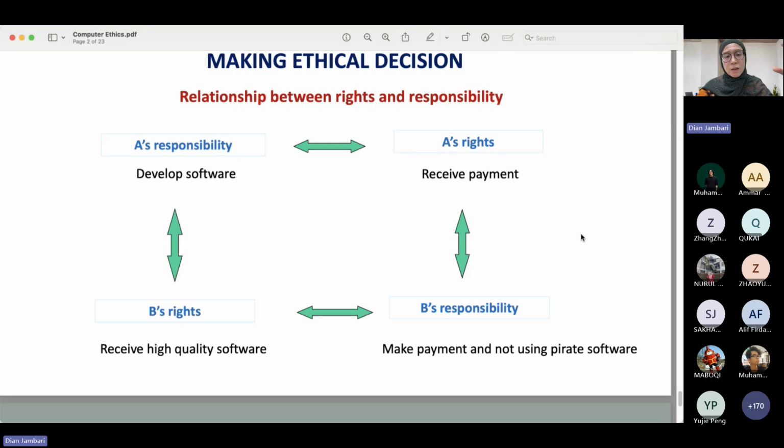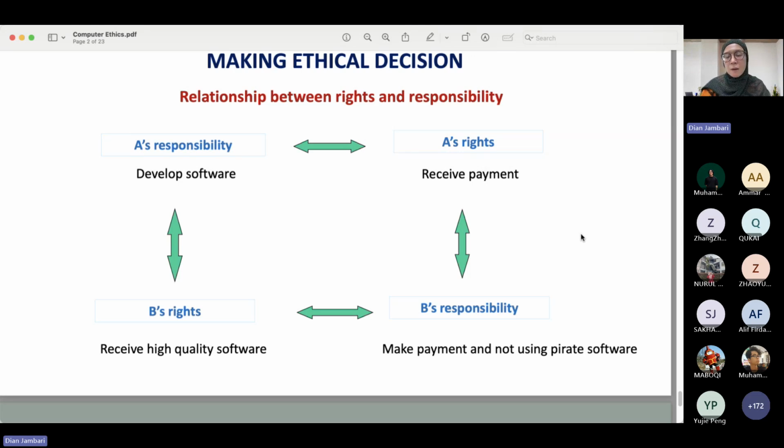That is within the professional, the relationship between the responsibility and rights of a professional. Then the user has the right to receive high quality software, and this has a relationship with the responsibility of the user. In order to receive high quality, they must make the payment for the software and not use pirated software. That is the responsibility and rights of the user. And between the different users, they also have that link of relationship related to the responsibilities and rights between these two different roles, professionals and users.